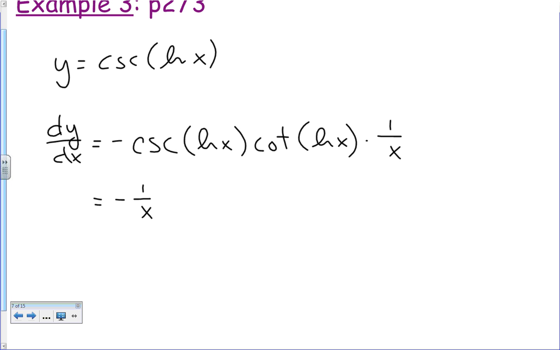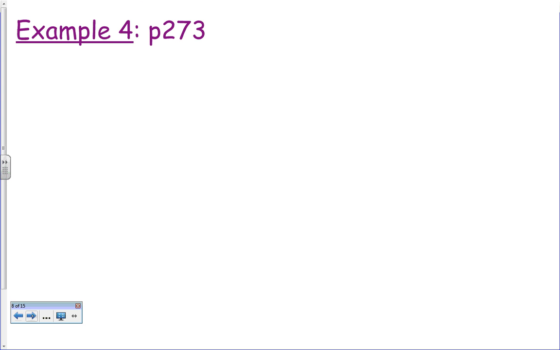So it's negative 1 over x cosecant of the ln of x cotangent of the ln of x. There is our derivative. All right, let's try one more of these.